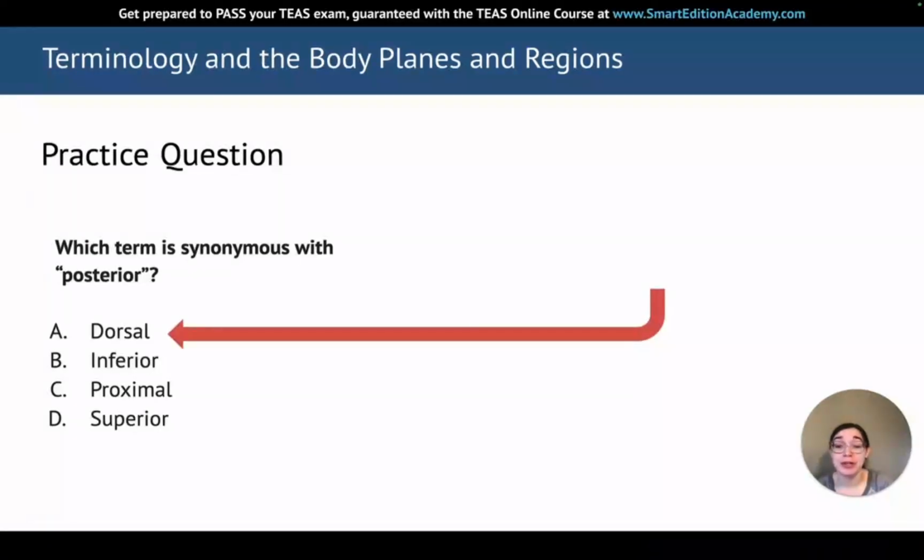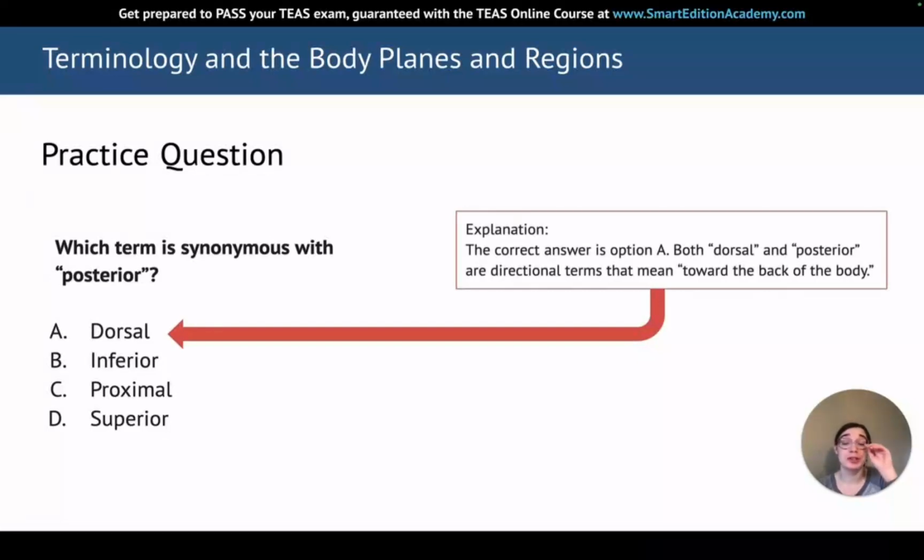The term dorsal is synonymous with the term posterior. They both mean toward the back of the body. And it might help you to remember that sea creatures such as whales, sharks, and dolphins have on their back something called a dorsal fin. It makes sense that it's named the dorsal fin because it's located on the backs of their bodies.